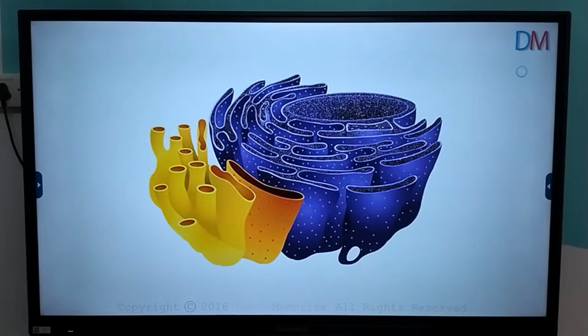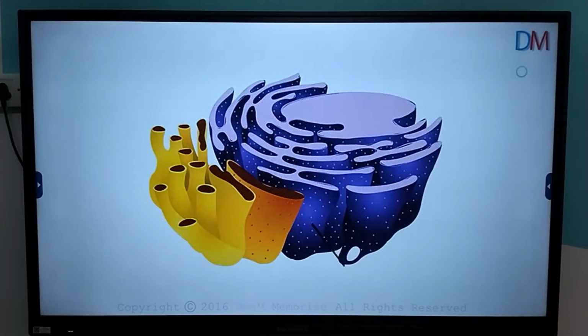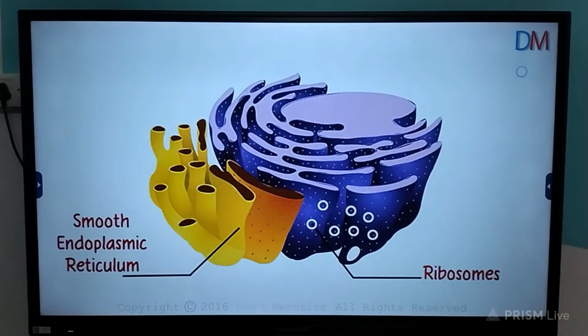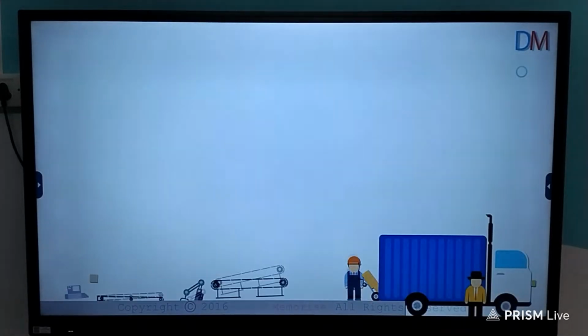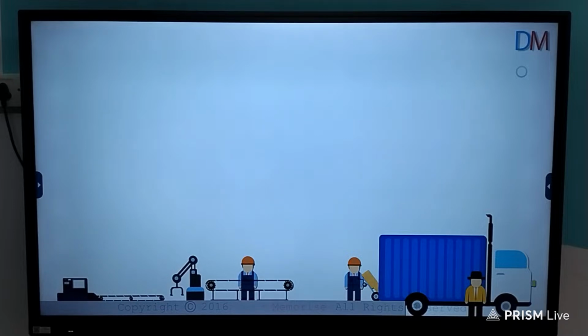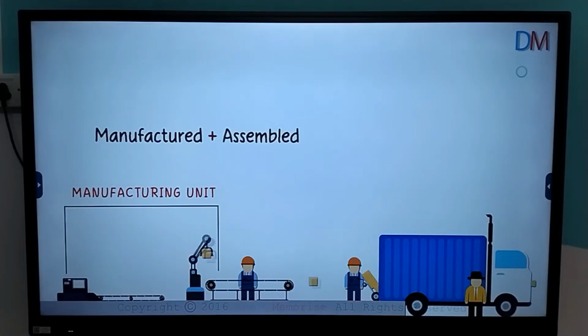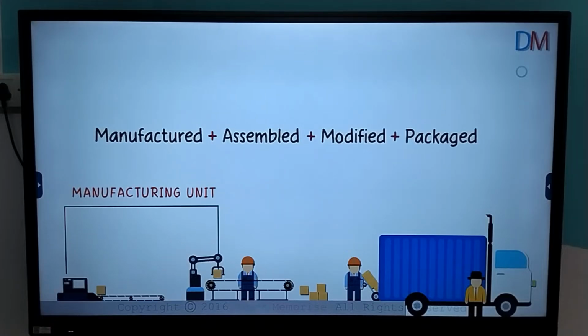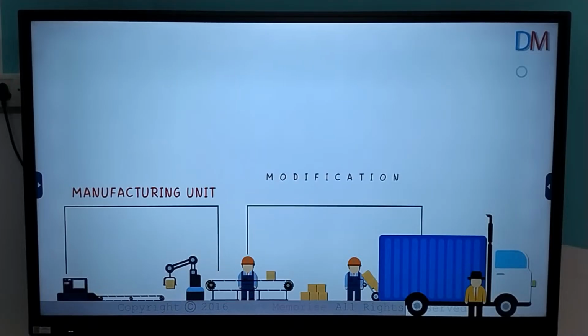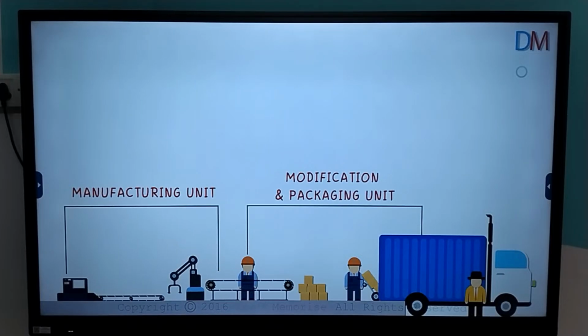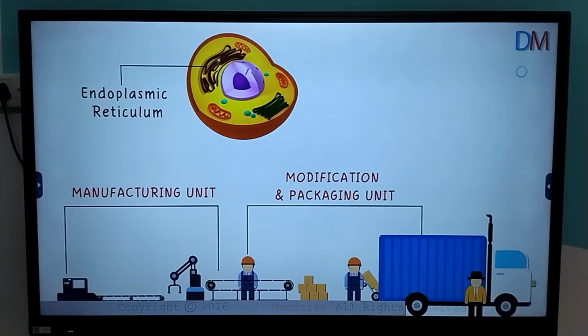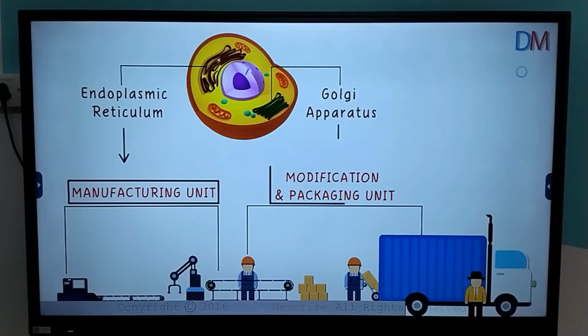In the last video, we saw the proteins and other molecules manufactured by the ribosomes and the smooth endoplasmic reticulum. When products from a smaller factory have to be delivered out, do they go out without the packaging? The factory produces various goods. The spare parts are assembled, some may be modified, put together, packaged, and then sent to the market. This unit is called the modification and packaging unit of the factory. In a similar way, the endoplasmic reticulum acts as the manufacturing body of the factory, and the Golgi apparatus is the modification and packaging unit of the factory.